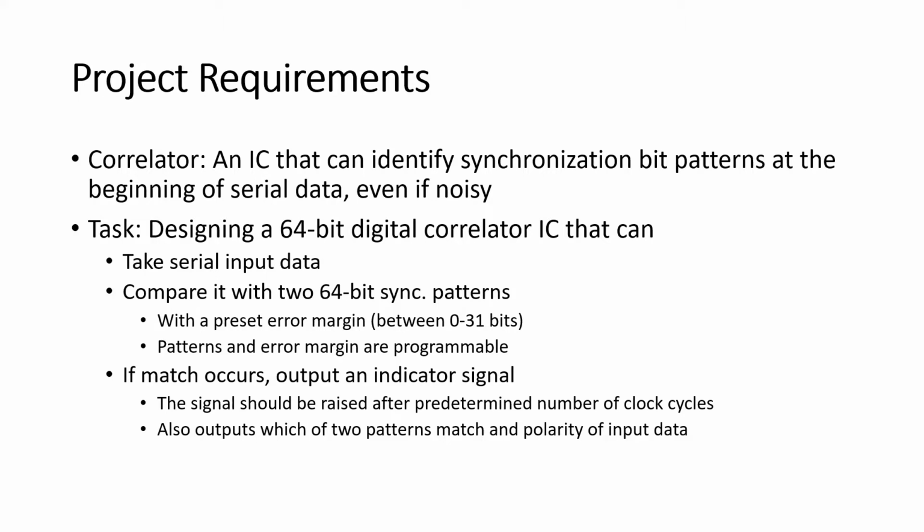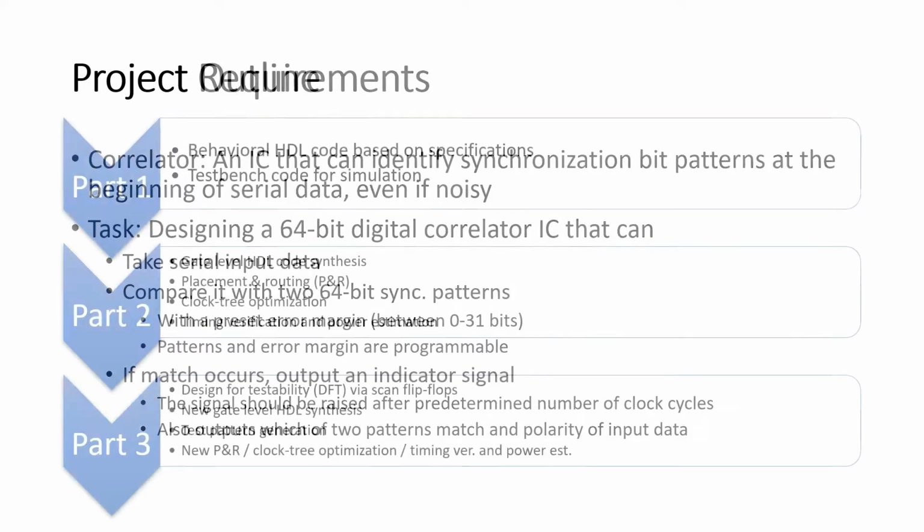As I mentioned, our task is to design a correlator, an IC made for identifying synchronization bit patterns at the beginning of a serial input data, even in the presence of noise. The device should take serial data as input, compare it with two 64-bit synchronization patterns, and if a match occurs, it should output a signal indicating the match. In order to tolerate noise, an error margin should also be set. The device is programmable with patterns and an error margin of choice, which are applied serially. It also outputs which of the patterns is matched and its polarity through two more output bits.